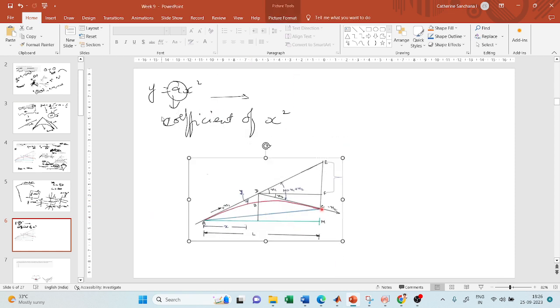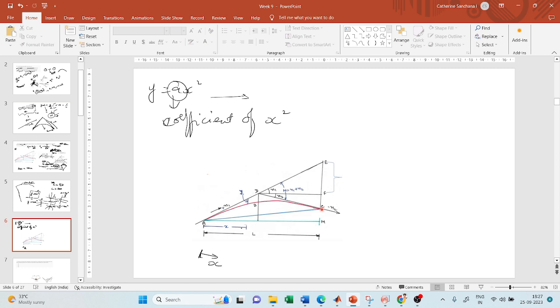Okay, so from here you will calculate x like this. X will go like this. And you draw a tangent from the starting of the curve to the end of the curve here. Okay, to the end of the curve you draw a tangent.